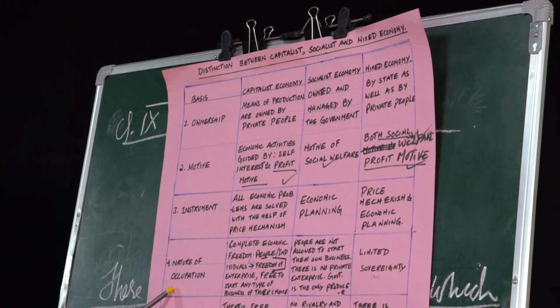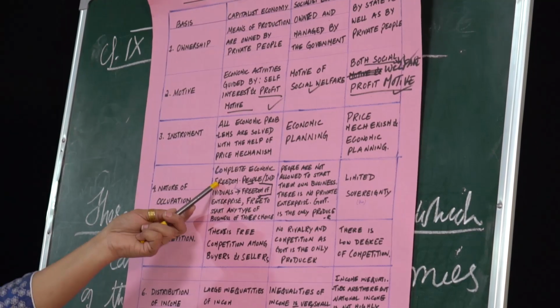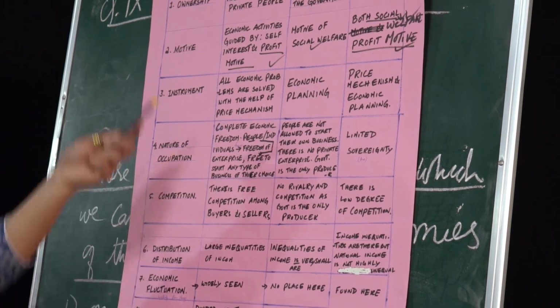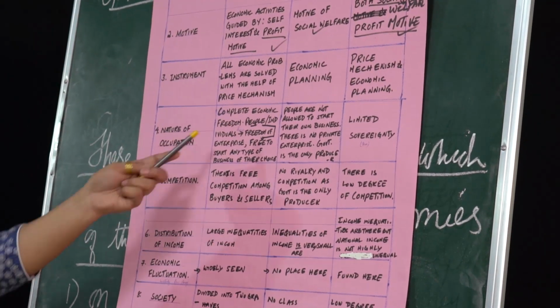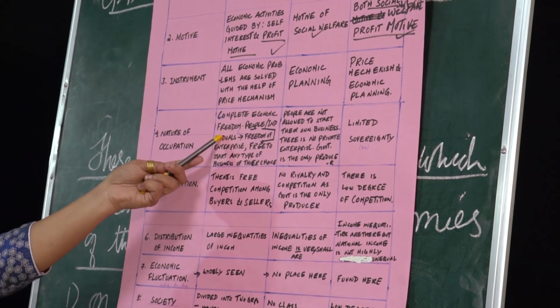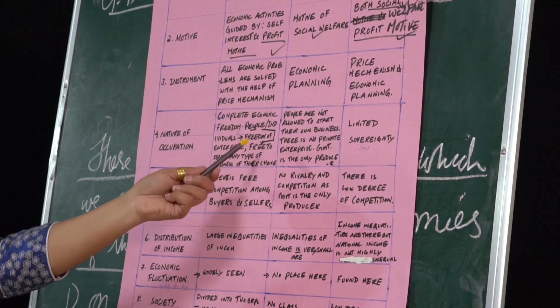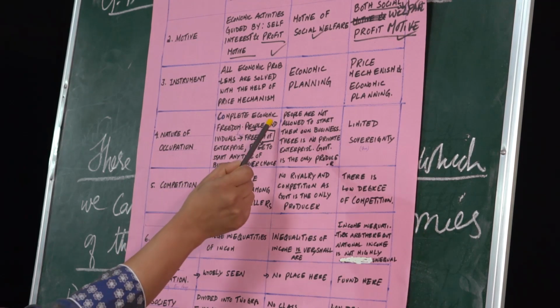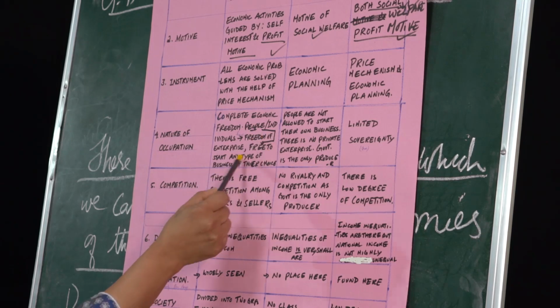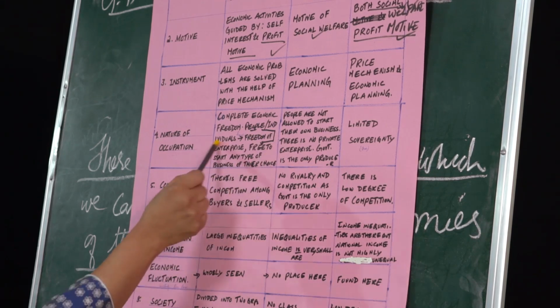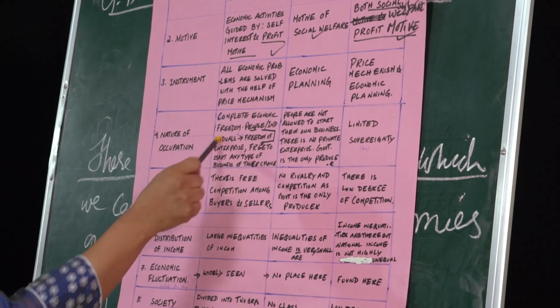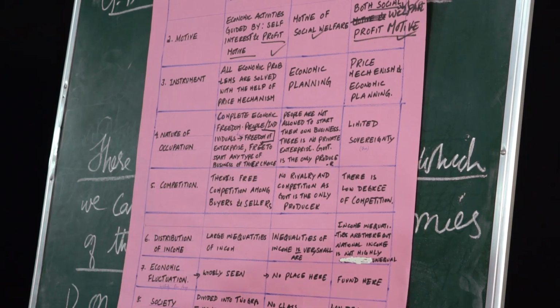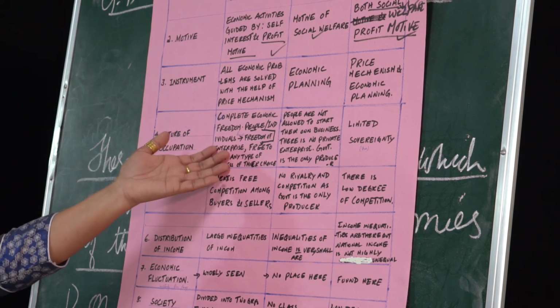Nature of occupation. Here you will see complete economic freedom. In a capitalist economy, capitalists have complete freedom, individual freedom of enterprise. People are free to start any type of business of their choice. Individuals have freedom to start their own business and enterprises. They are free to enter business as they like. If they don't want to, they can withdraw anytime. So that is the nature of occupation.